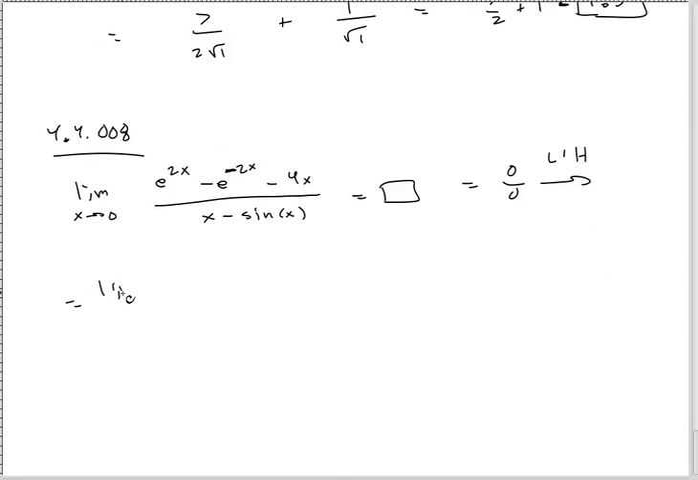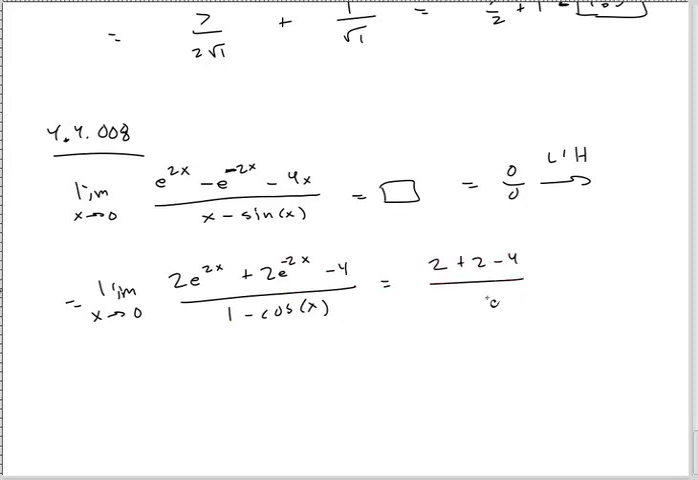Now, the limit as x goes to 0 of derivatives. 2e to the 2x. The negatives are going to cancel, making a positive 2e to the negative 2x. And then minus the 4. Bottom, you get a 1, and the sine will go to a cosine. When you plug in a 0 here, you're going to get 2 plus 2 minus 4, and then 1 minus 1. Which is, again, 0 over 0, and this still tells me we do L'Hopital's.